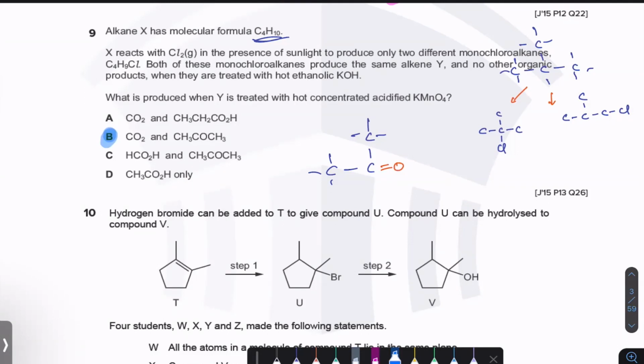The other one would have given us two different isomers. एक प्रोपेनोइक एसिड बनना और एक में प्रोपेनोन बनता. सिंगल प्रोडक्ट नहीं बन रहा था. Clear, everyone?